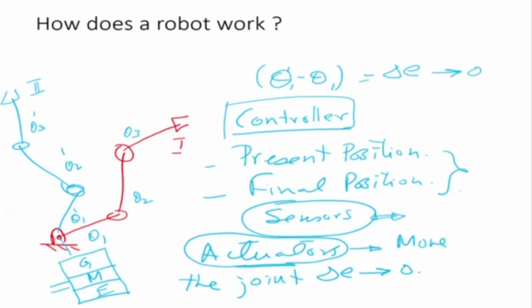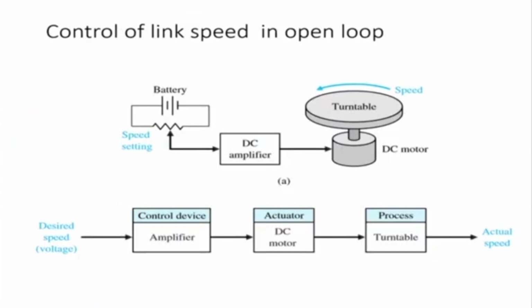So it's also very interesting to ask this question: why does a linear control system work reasonably well to control a robot manipulator, which is actually a non-linear system? As we go along, we'll see why a linear control system is able to perform reasonably well. Now let's proceed further and see the control of link speed in open loop. So basically, now we are coming to the robot structure actually, and seeing how a robot works.